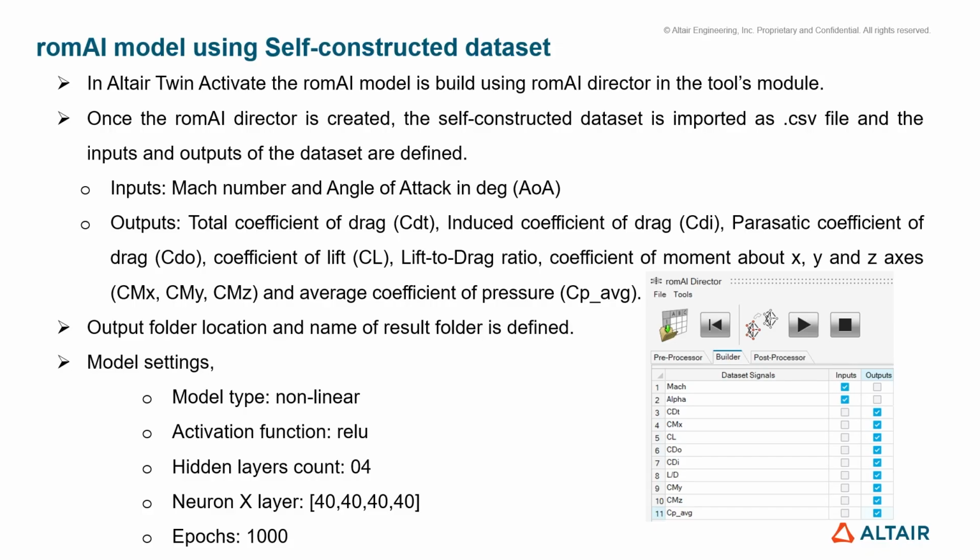Then it was back to the RomAI director. My inputs were now Mach number and angle of attack, and I was predicting a much wider range of outputs, including different types of drag and moments around all three axes. I used a similar neural network setup as before.